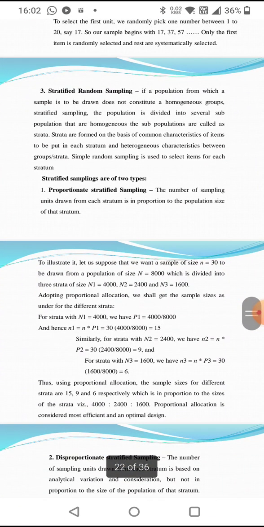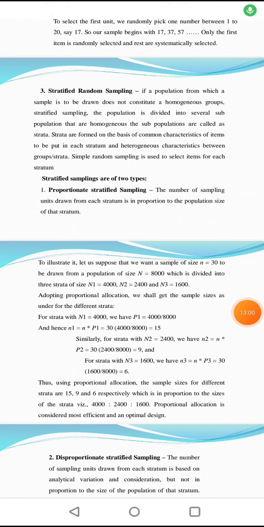So the next one is stratified random sampling. What do you mean by stratified random? In stratified sampling, if a population from which a sample is to be drawn does not constitute a homogeneous group, the stratified sampling technique is generally applied in order to obtain a representative sample.